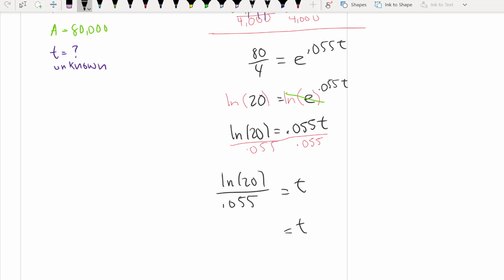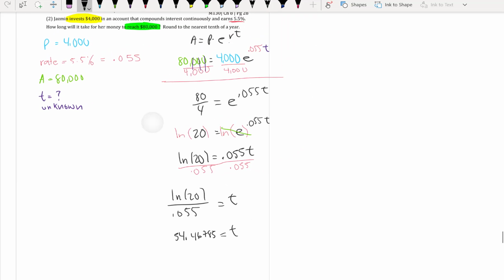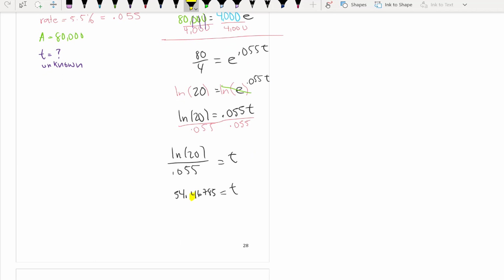And I'm going to get that this is 54.46785. And I have to remember that it specifically said to round to the nearest tenth of a year. So the nearest tenth is 1 decimal. So that 6 tells you to bump it up. So you have 54.5 years. Okay.